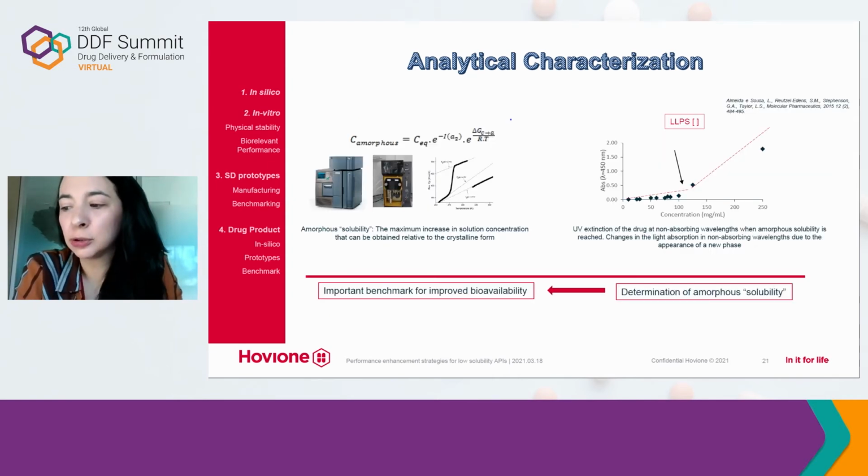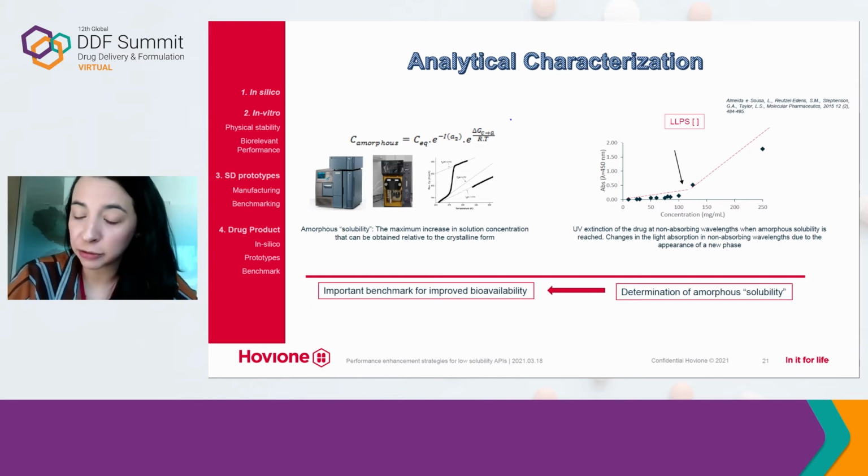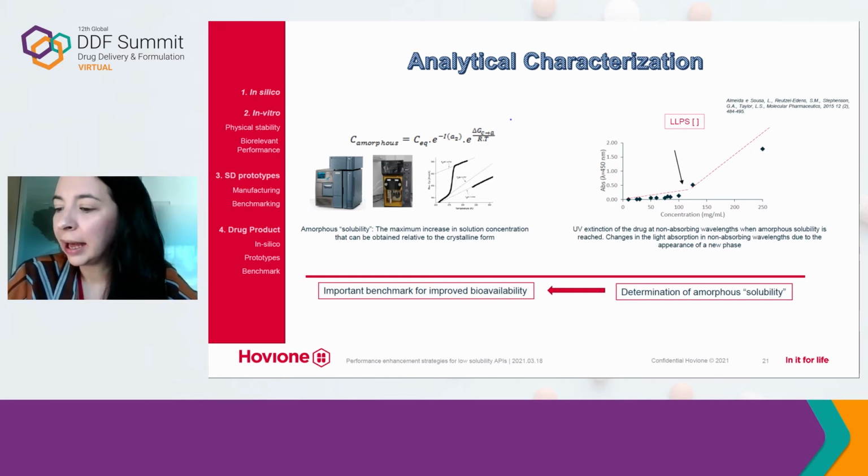An important parameter to guide in the future the interpretation of performance data is the determination of the amorphous solubility of the API, and we do this by identifying the concentration at which liquid-liquid phase separation is attained. And here we will be able to identify at which concentration colloid formation is expected to occur, and then benchmark the dissolution results.